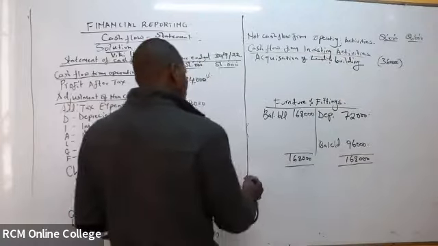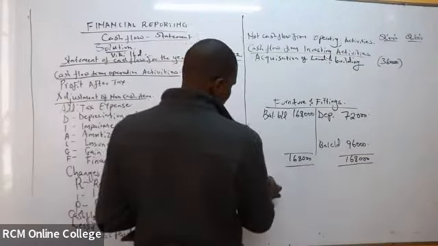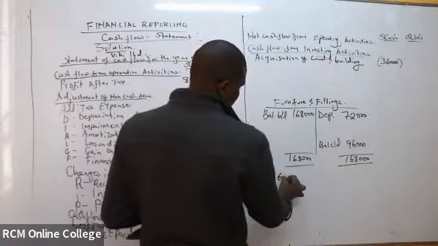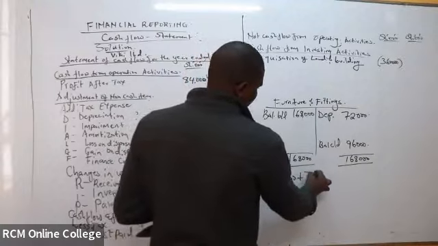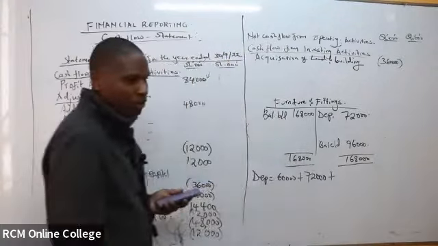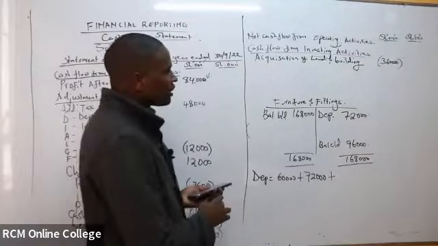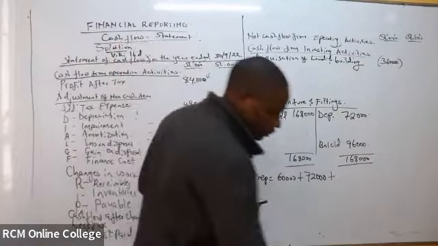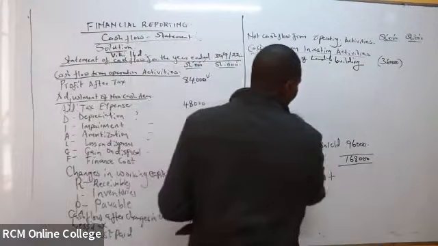So already depreciation yetu tuko na 60,000 plus 72,000. Alafu tutaongeza hiyo ya motor vehicle. So that is it, that we are done. Inatusaidia kupata depreciation.